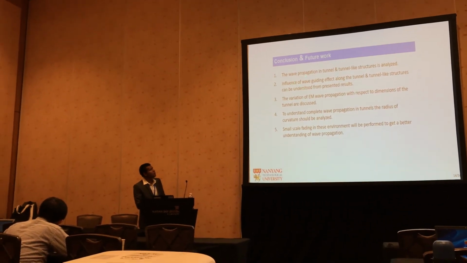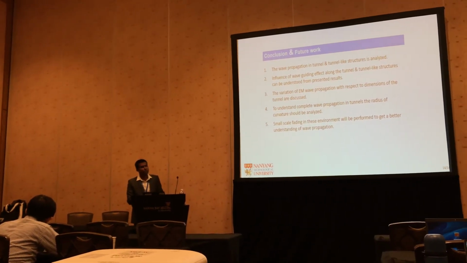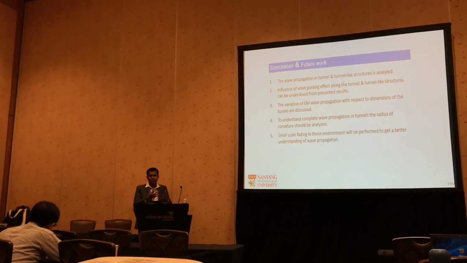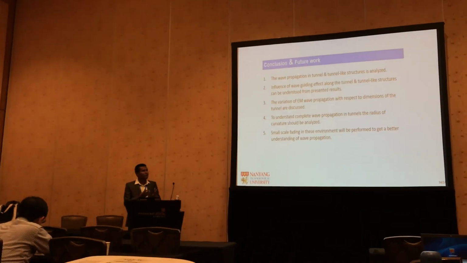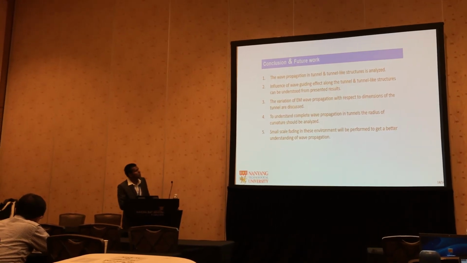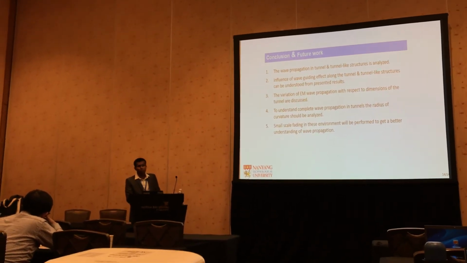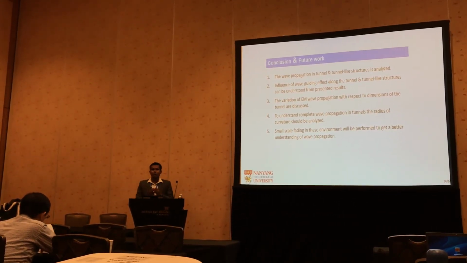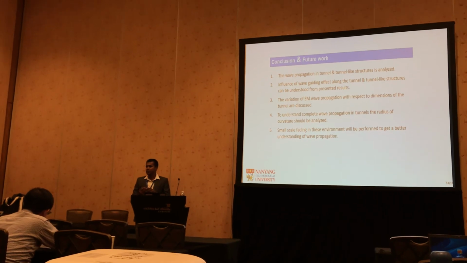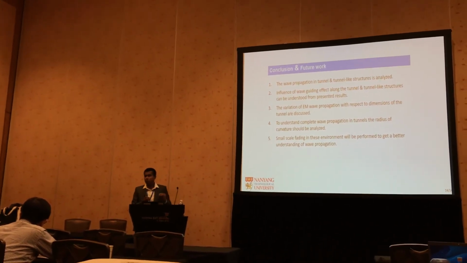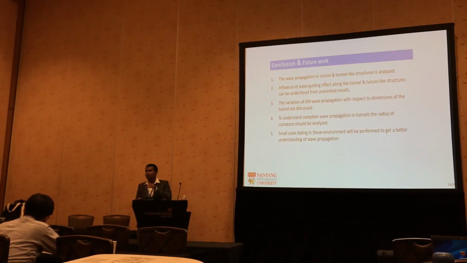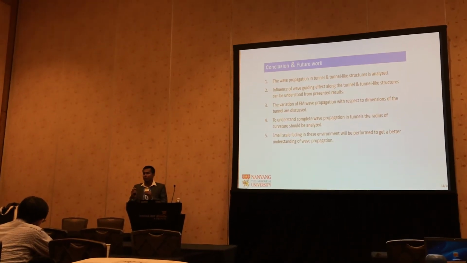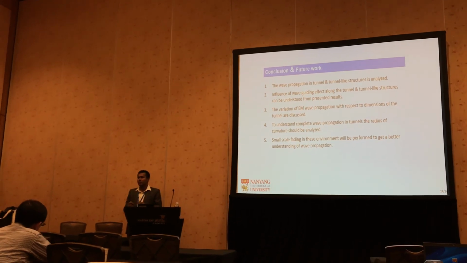We analyzed the wave propagation in tunnels and tunnel-like structures, and then we spoke about the influence of multipath reflections and waveguiding effects in tunnel structures, and the different variations of EM wave propagation with respect to tunnel dimensions. In future we want to do real measurements in the SMRT tunnels, and we would like to look into the radius of curvature, the influence of slants and slopes on the received signal, and how to make the communication system highly reliable.